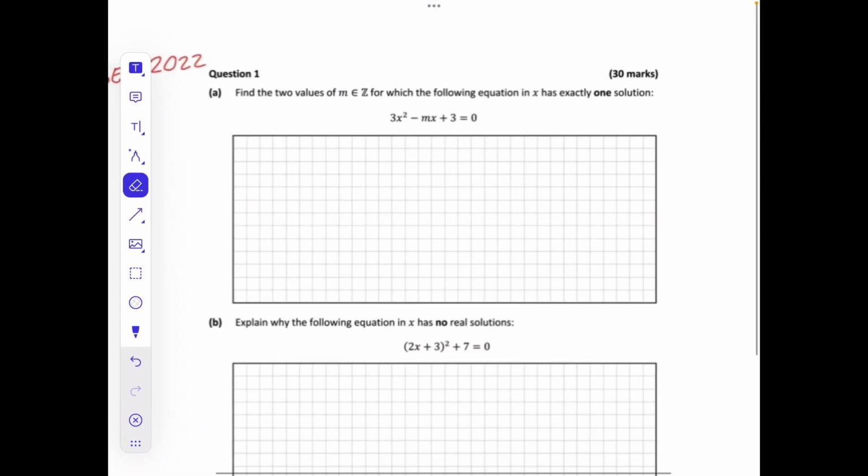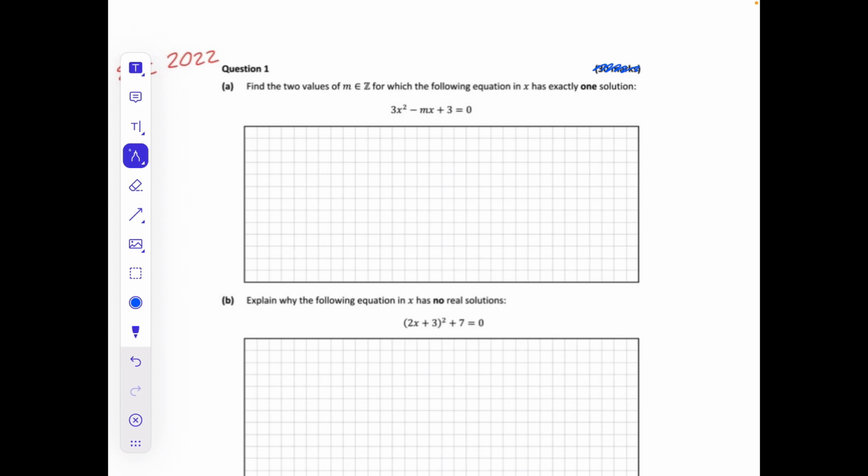Okay, so we're going to start with the 2022 question. Now this wasn't worth 30 marks. There is more underneath this, but it wasn't linked to the discriminant. Anytime we see the word roots or solutions, we're thinking factor theorem or discriminants. Here we want to know where it is exactly 1 solution. 1 solution points us towards the discriminant.